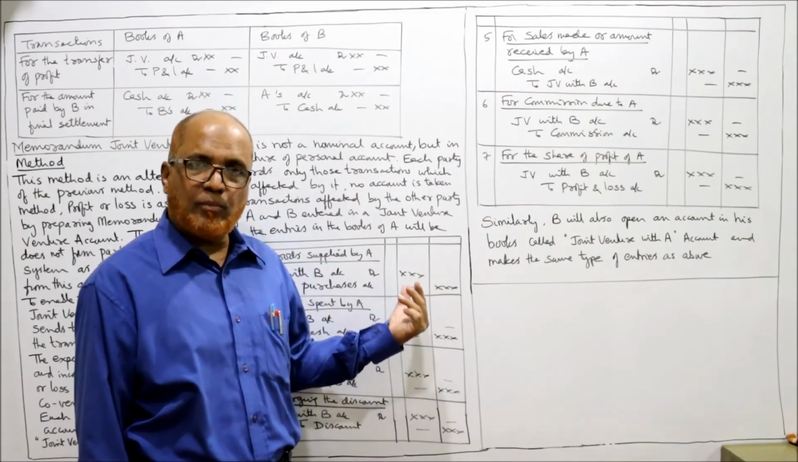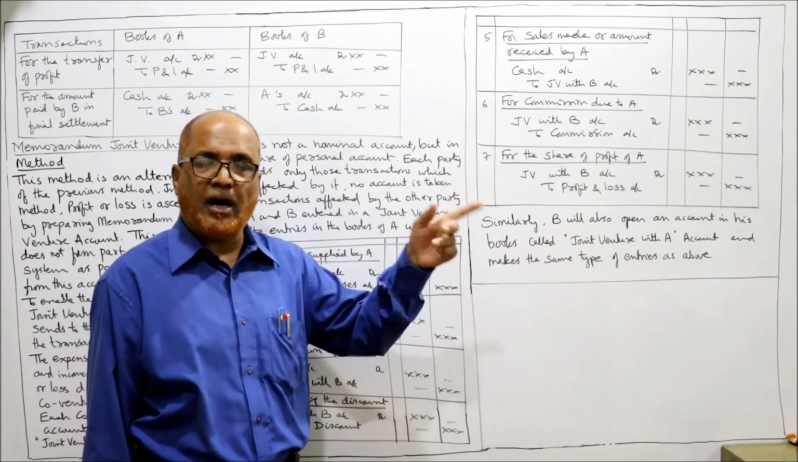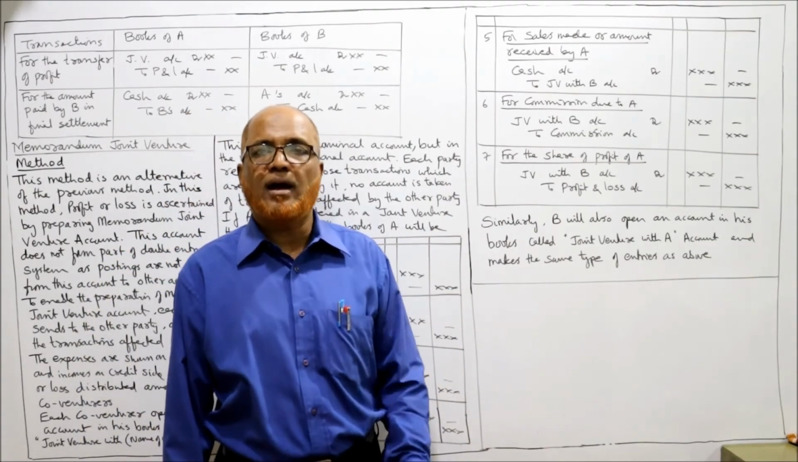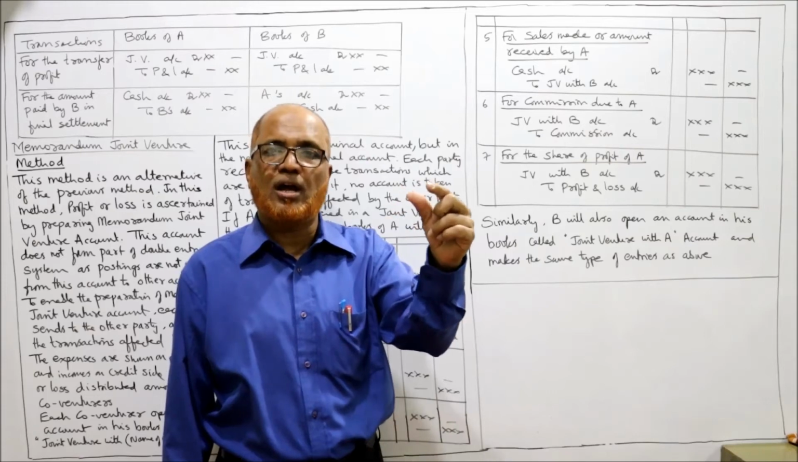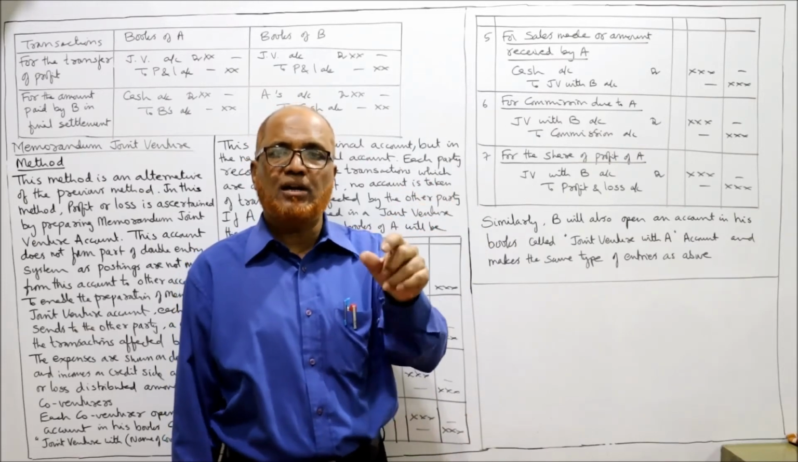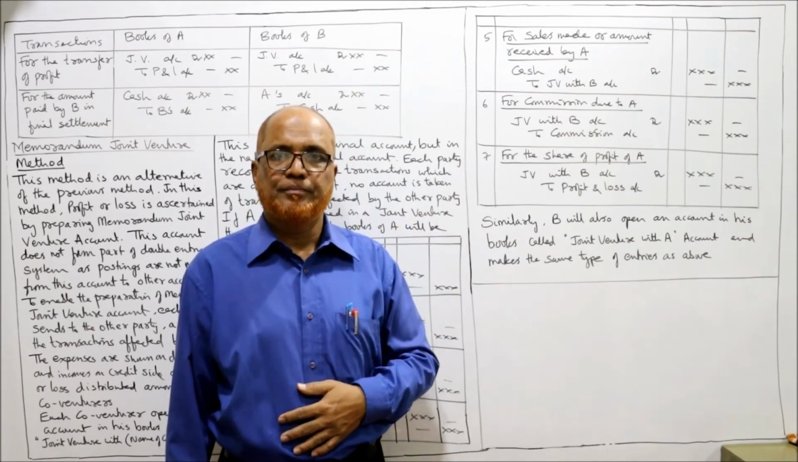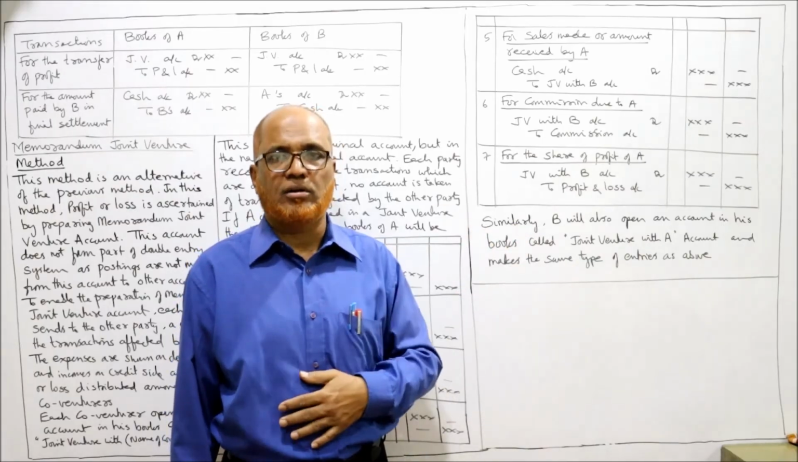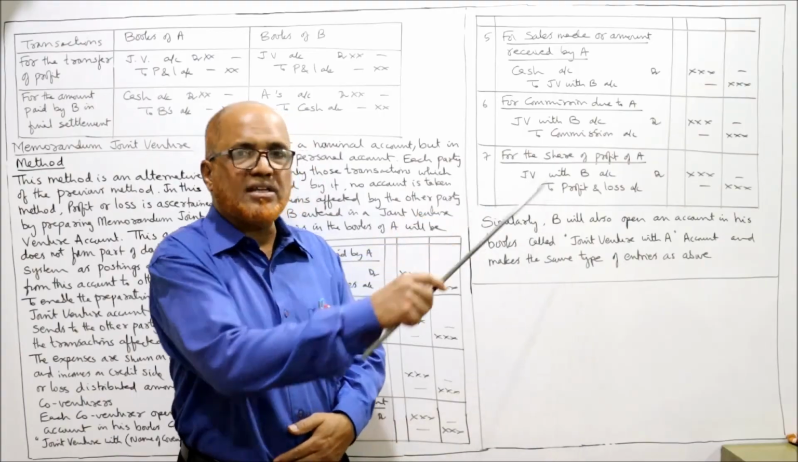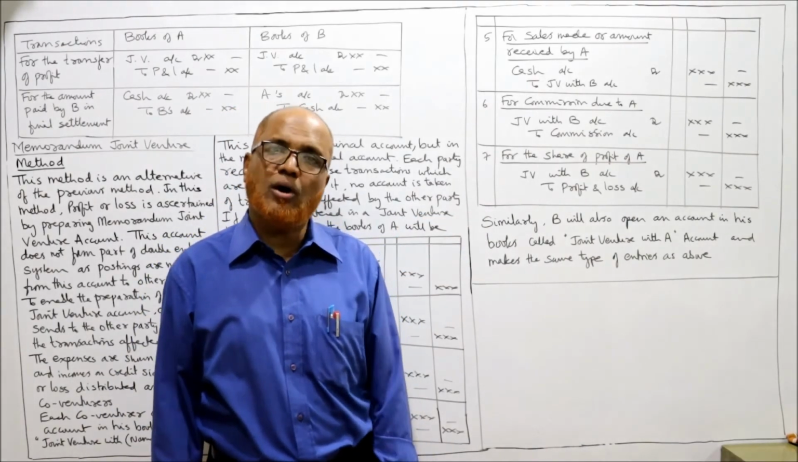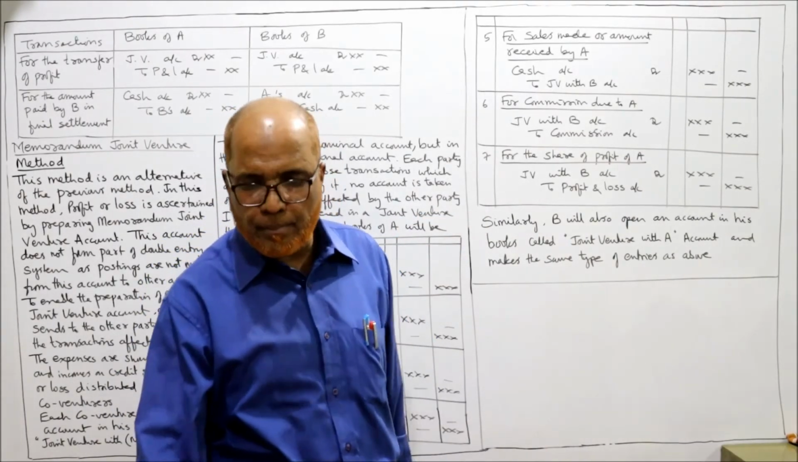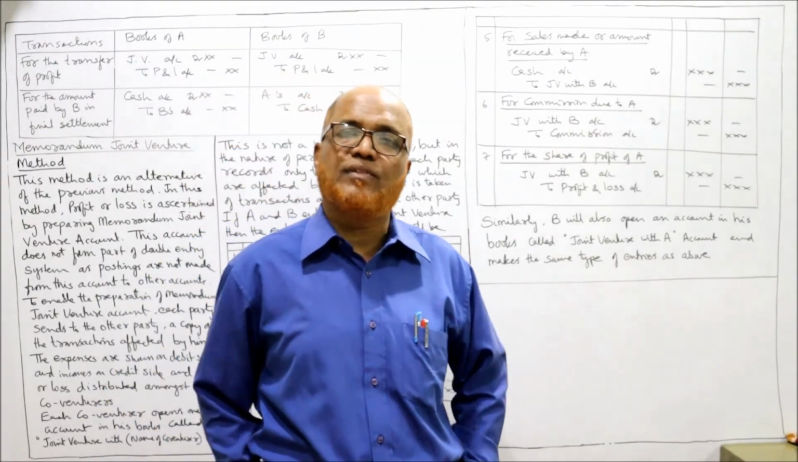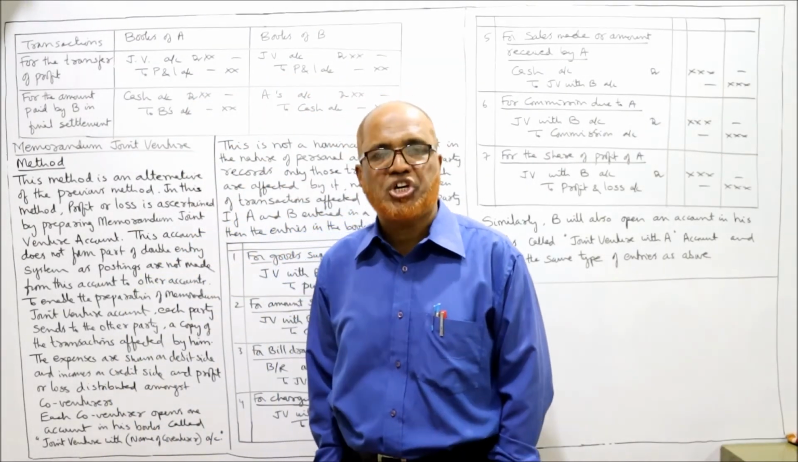जैसा A अपने बुक्स में अकाउंट ओपन करा, B भी अपने बुक्स में अकाउंट ओपन करेगा. वहां अकाउंट लिखेगा जॉइंट वेंचर अकाउंट विथ A. B के बुक्स में क्या आएगा? जॉइंट वेंचर विथ A अकाउंट. तो similar type of transactions will be passed by B also. So this is the complete theoretical part of this chapter called joint venture account.